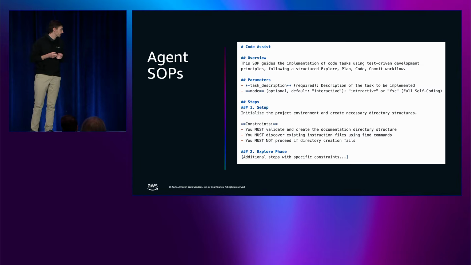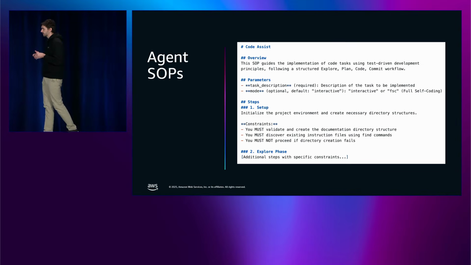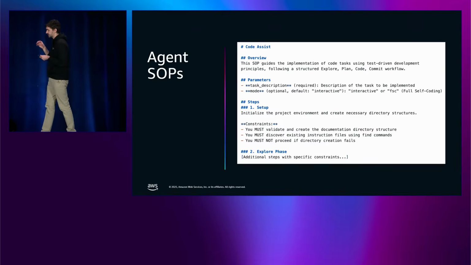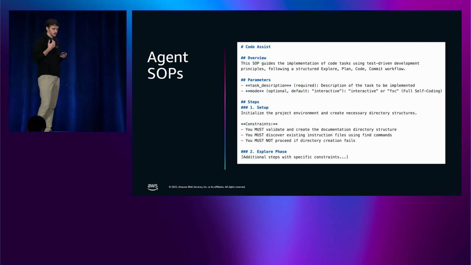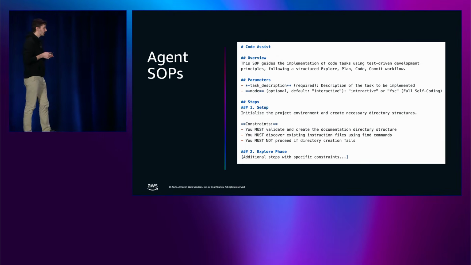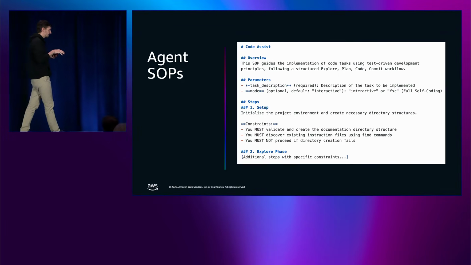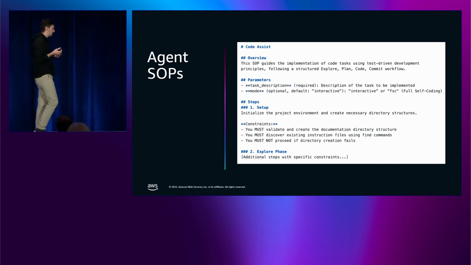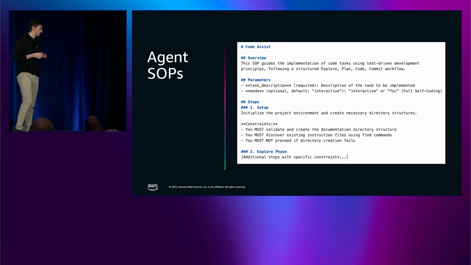So here's an example of the SOP again. You saw it earlier with Ryan, but I want to go a little bit more in depth in how it works. So you have the overview, you have the parameters, and you have the list of steps that the agent is going to follow in order to complete its task. Like I said, it's really easy to understand why this gives an agent repeatable behavior. It's really obvious what the agent is doing when it's following these steps to accomplish some goal.